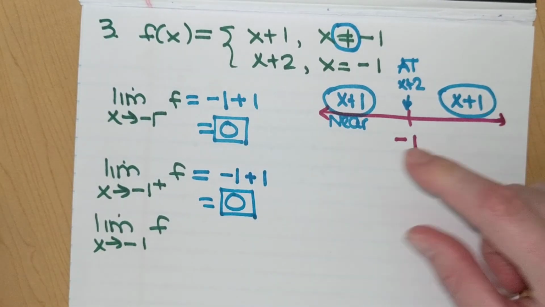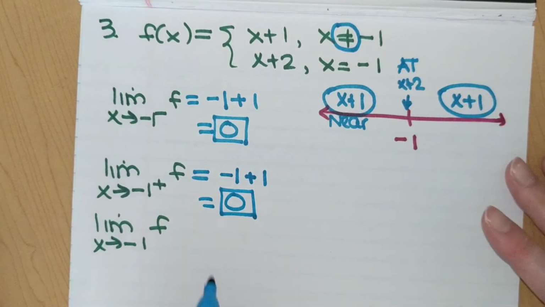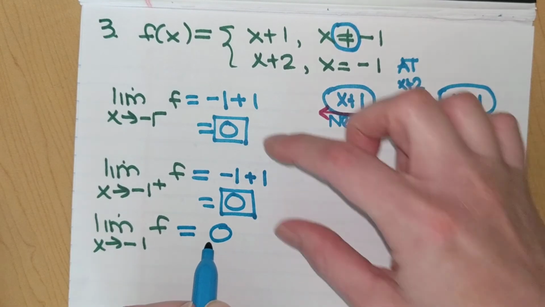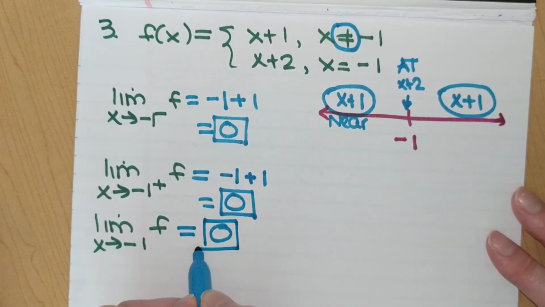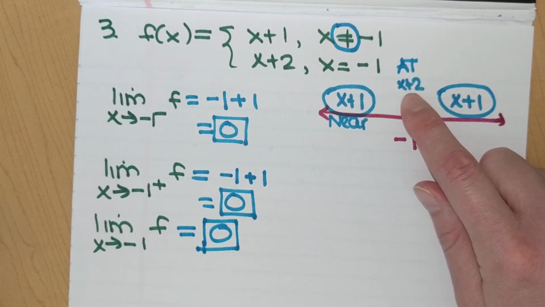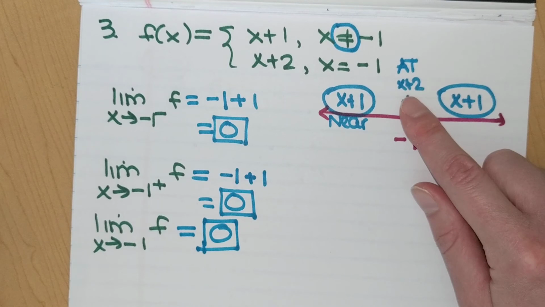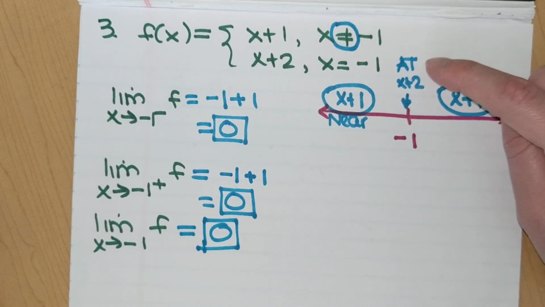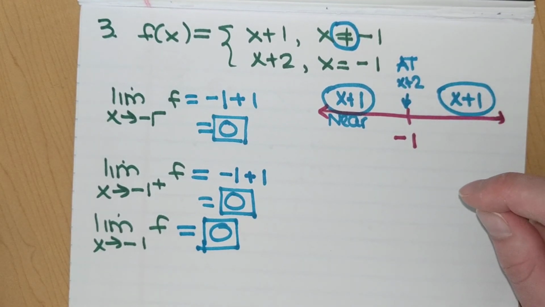So now, because these two one-sided limits are the same, you'll get that the two-sided limit is also 0. What's interesting about this question is you're not actually using x plus 2, because x plus 2 describes the function at -1, and you're interested in near -1 when you're finding the limit.